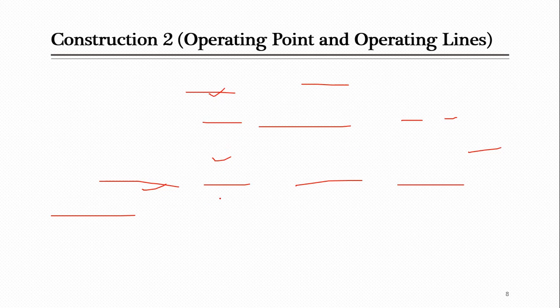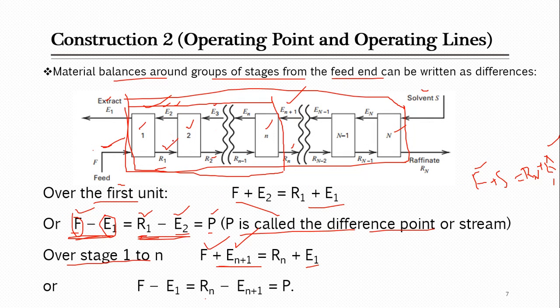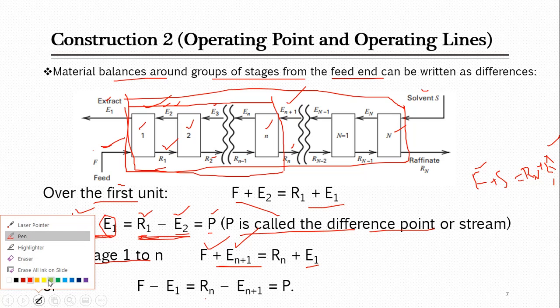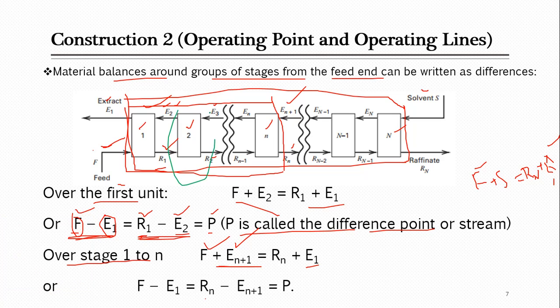If you apply balance on stage 2, what will you get? Just look, if you apply balance only on this stage 2, you will get something like R1 plus E3, and that will be equal to R2 plus E2. So now rearrange it in the form of something which is rich in carrier minus something rich in solvent, so it will be like R1 minus E2.